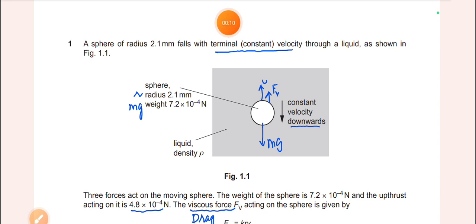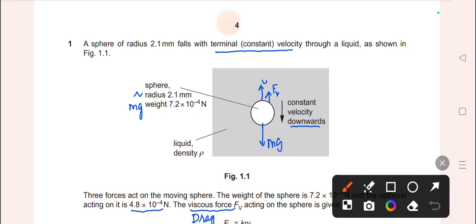Question 1 says a sphere of radius 2.5 millimeter falls with terminal velocity. This is really important. Terminal velocity is constant velocity, and when velocity is constant, forces are balanced, they are cancelling each other. It is in equilibrium, object in equilibrium, and diagram is shown. Weight, liquid density, constant velocity downward mentioned.